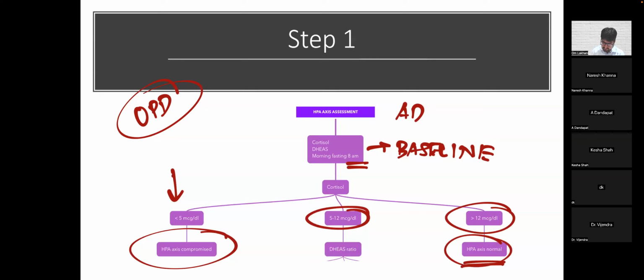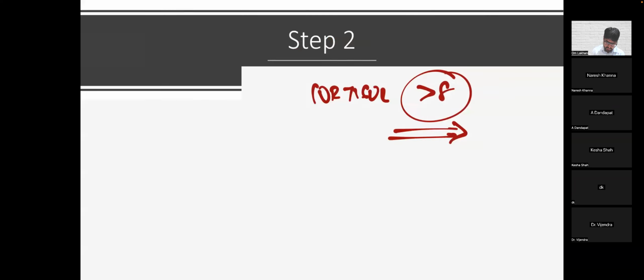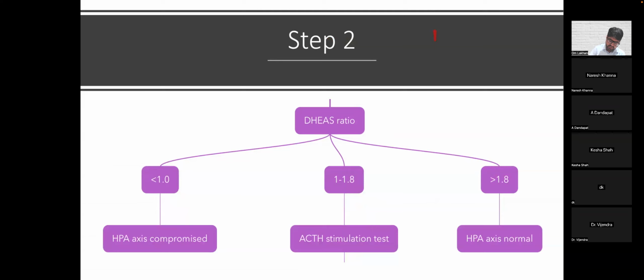Now, what happens when the values are between 5 to 12? So in this case, you have to calculate what is known as a DHEAS ratio. So the DHEAS ratio is, remember, in the first test itself, if you had seen, in the first sample itself, we had sent a DHEAS. Now, what is the importance of DHEAS?